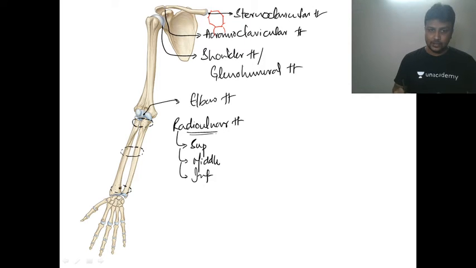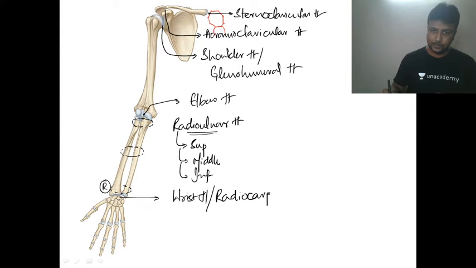Then after that, you can clearly see this is the radius bone here. This radius bone is joining with the carpal bones here, guys. This is the radiocarpal joint, very famously your wrist joint. So the wrist joint, I can give it one more name here. It is also known as the radiocarpal joint.